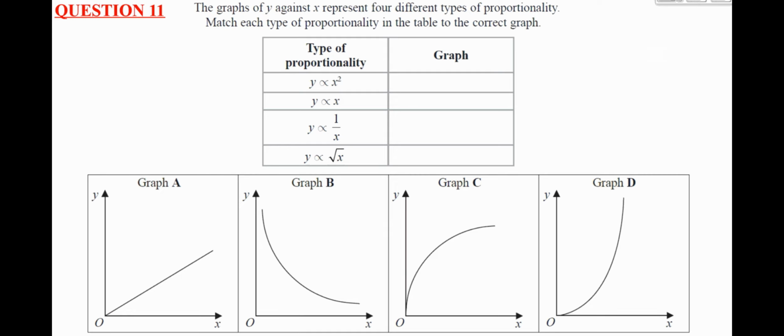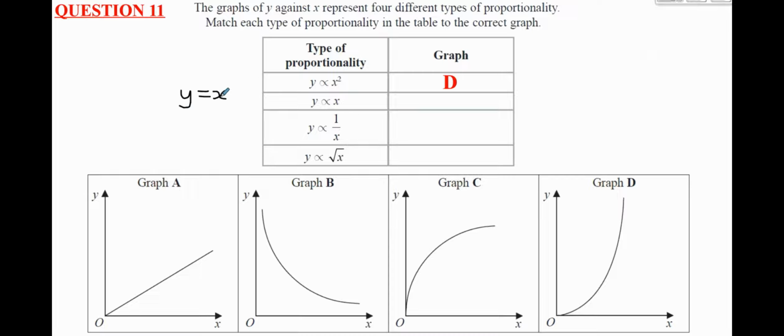So the graph which represents proportionality to x squared, y is proportional to x squared, would actually be graph D. That's half of a smiley face, and of course it would go up like this. So D, whoops, that's what I meant to do there. So D is actually y proportional to x squared. So that's going to be graph D. Y being proportional to x, I want you to imagine the graph of y equaling x.